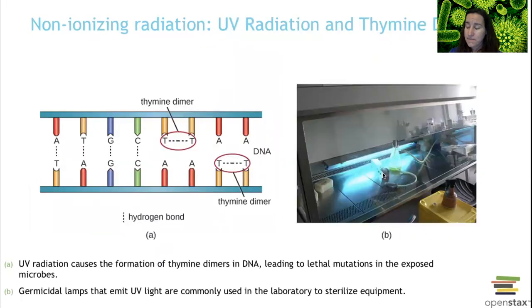Non-ionizing radiation. This is one of the tests that we can do in our lab at the very end because we can use UV. UV is a non-ionizing type of radiation. We know that it can also cause mutations like these thymine dimers, where the thymines are bonding to themselves instead of the adenine across the way. This can cause mutations and this can sterilize stuff.